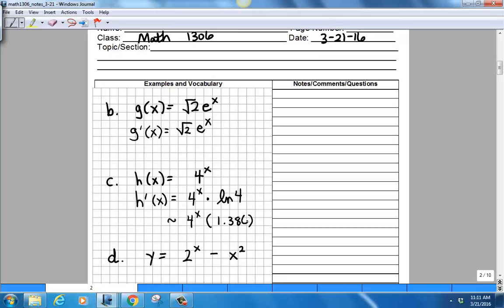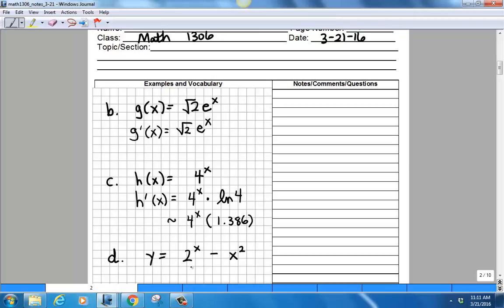1.386? Yeah, okay. So if you want to, you can estimate the natural log of 4, and it's approximately 1.386. But it's not exactly 1.386, so I had to put the approximate sign here because natural log of 4 has lots of decimal places in it, okay? But to 3 decimal places, 1.386.